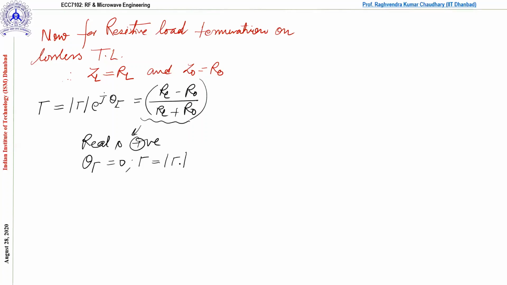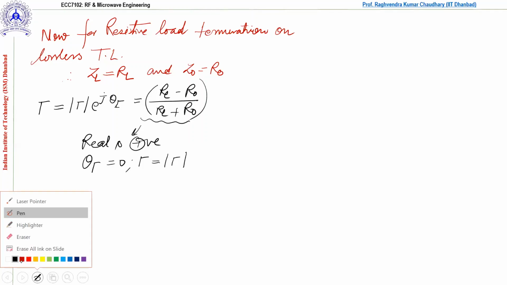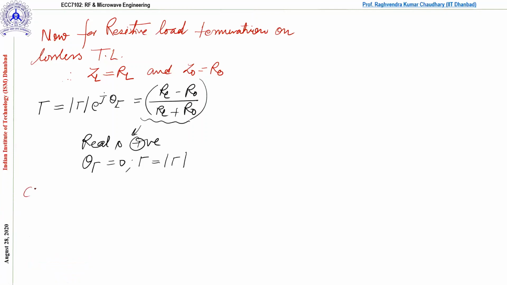But another case is also possible, when R naught is greater than RL. This will be just the opposite. So it is better to divide it into two cases. First I will talk about case 1, when RL is greater than R naught. In that case, we just saw that gamma will be positive and real.